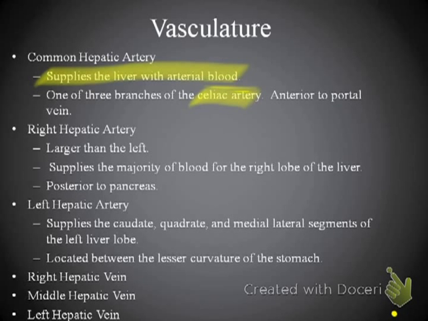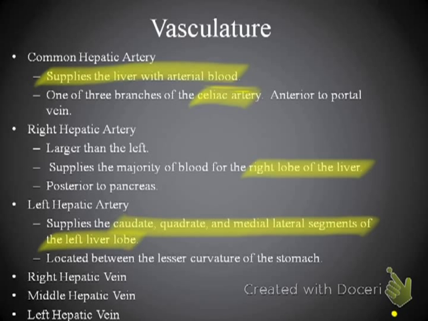So the right hepatic artery is larger than the left, and it supplies the majority of the blood for the right lobe of the liver. So the right hepatic artery is supplying the right lobe of the liver. The left hepatic artery supplies the caudate, quadrate, and medial and lateral segments of the left liver lobe. So the left hepatic artery supplies pretty much the rest of the liver. And it's located between the lesser curvature of the stomach.